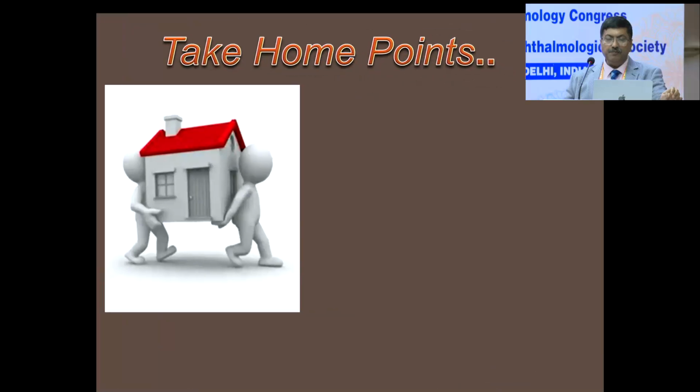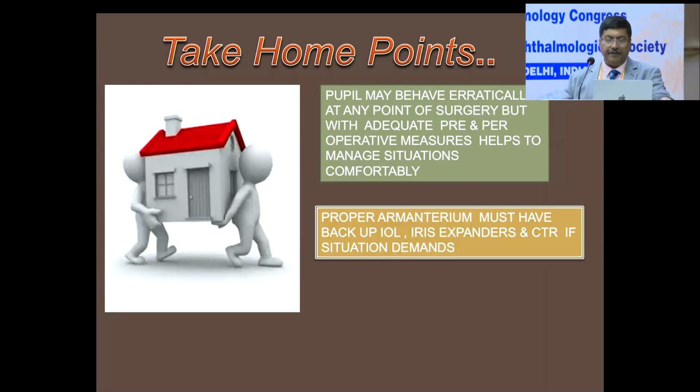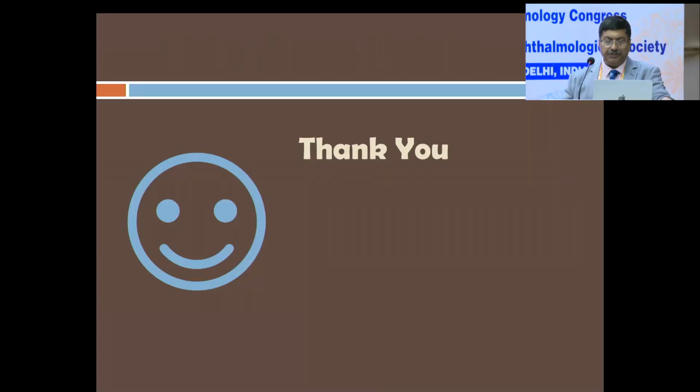So what are the take-home points? Iris may behave erratically at any point of surgery, but adequate pre- and peri-operative measures help to manage the situation comfortably. Proper armamentarium must include a backup IOL, iris expander and CTR if the situation demands. And thank you for a patient hearing.